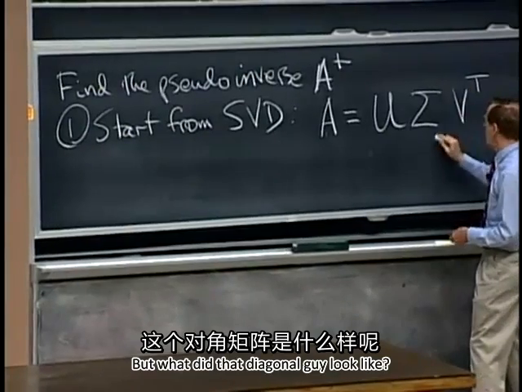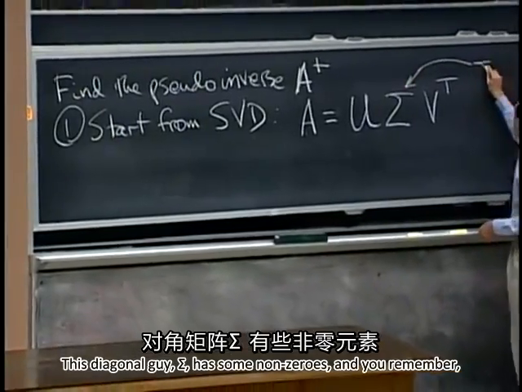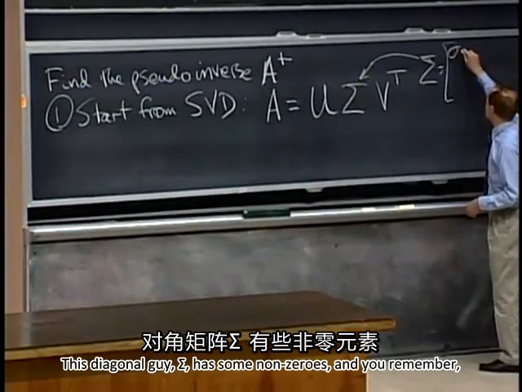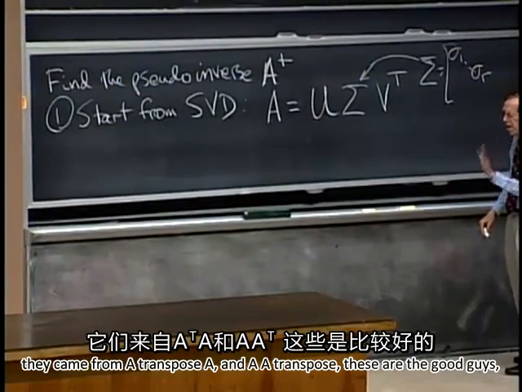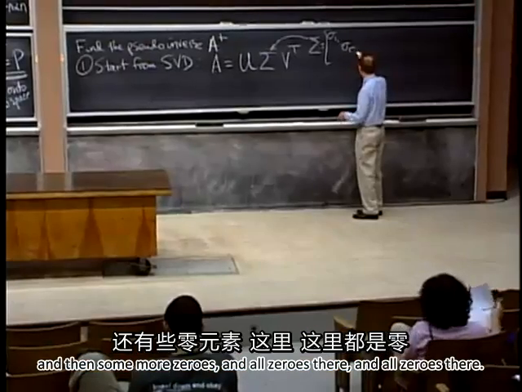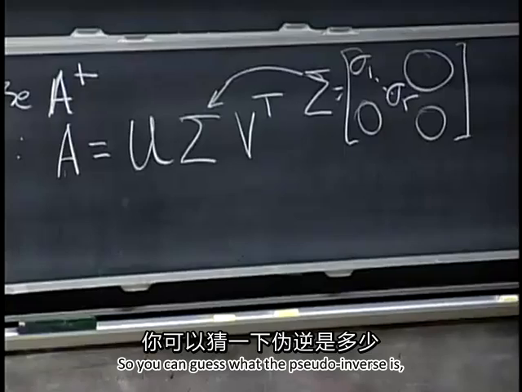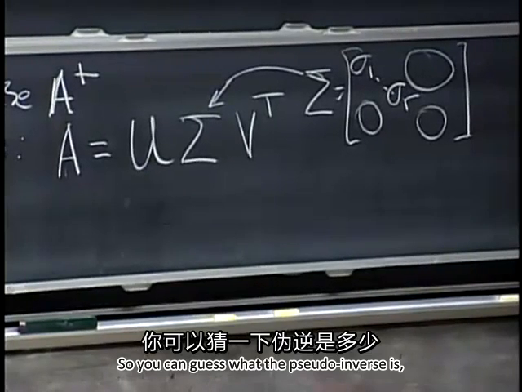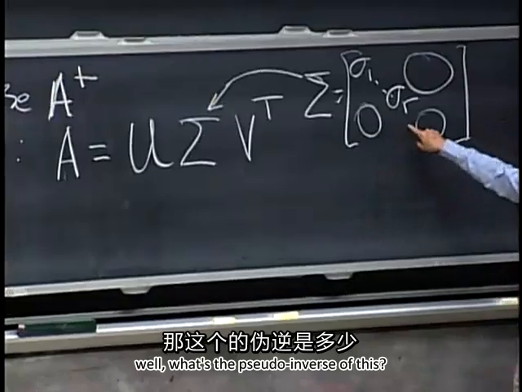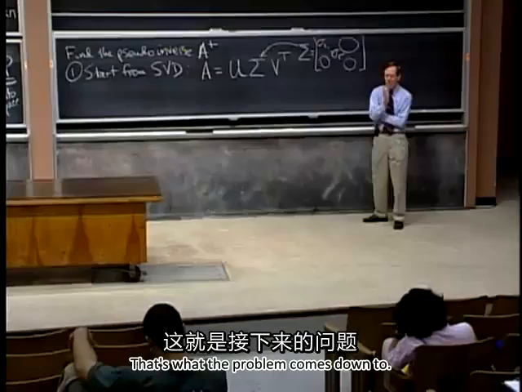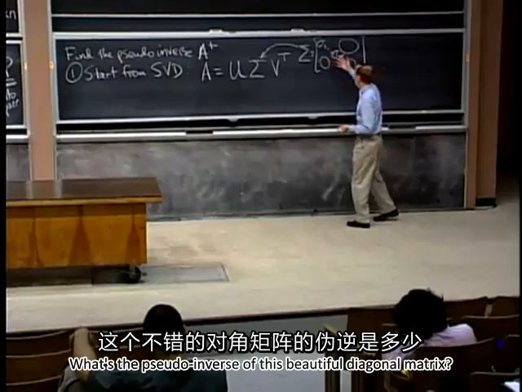But what did this diagonal guy look like? This diagonal guy, sigma, has some non-zeros. And you remember they came from A transpose A and A A transpose. These are the good guys. And then some more zeros, and all zeros there, and all zeros there. So you can guess what the pseudo-inverse is. I just invert stuff that's nice to invert. Well, what's the pseudo-inverse of this? That's what the problem comes down to. What's the pseudo-inverse of this beautiful diagonal matrix?